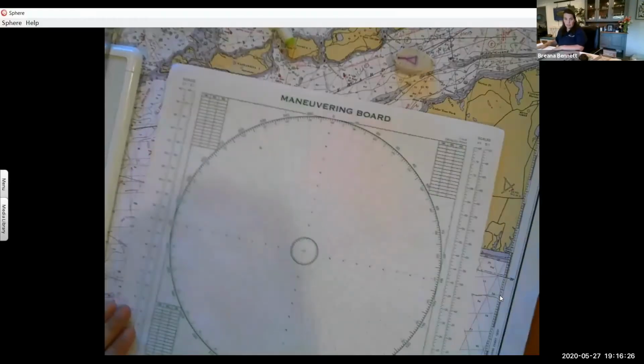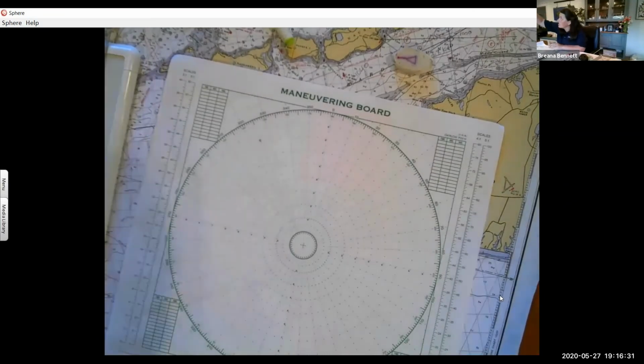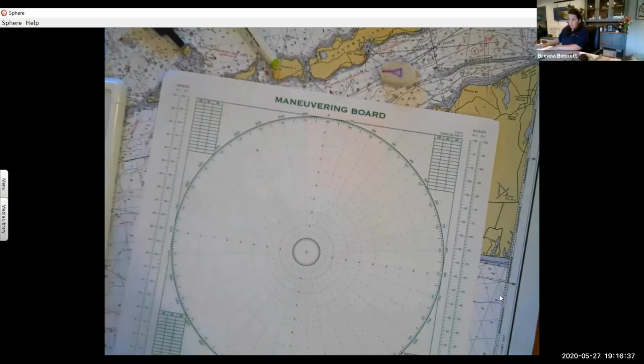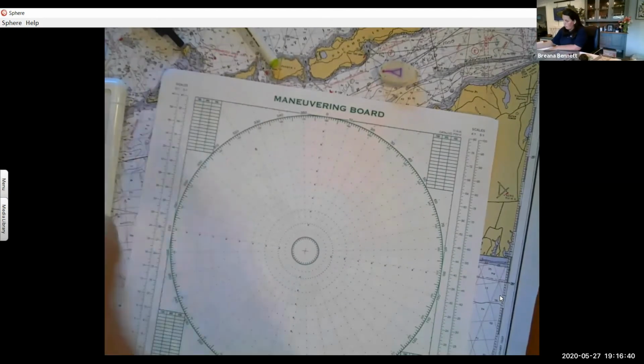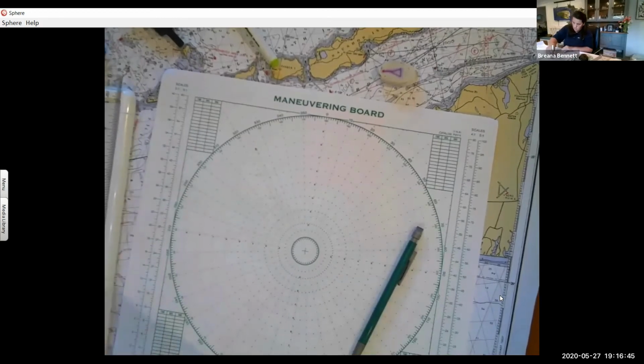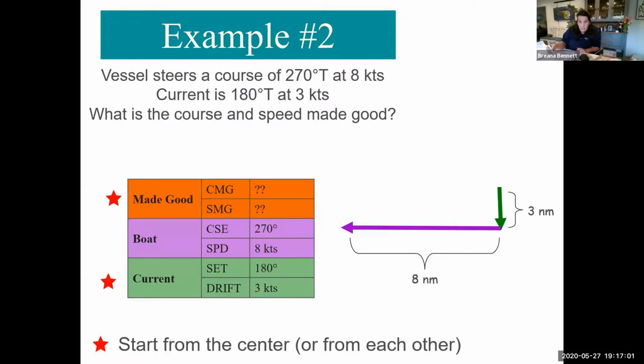Okay. So now we have a maneuvering board with a light on it. That light really doesn't do much. So they told us, I didn't write it down. Let's see, they said the set was 180 at 3 knots and 270 at 8 knots.